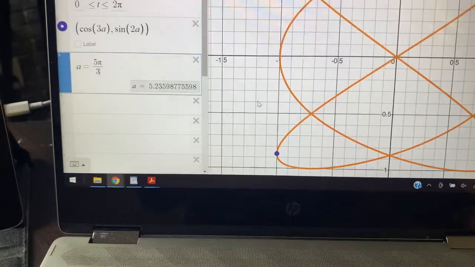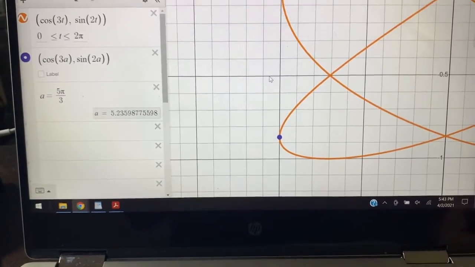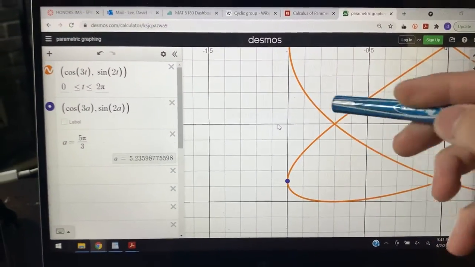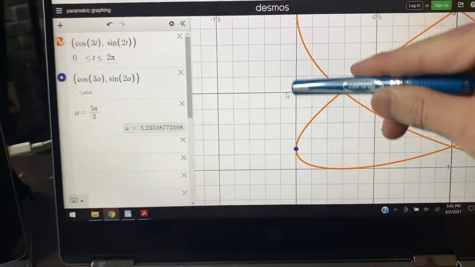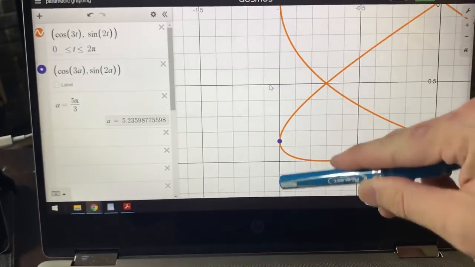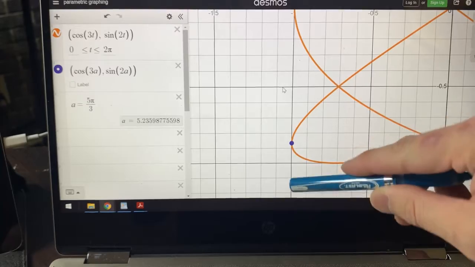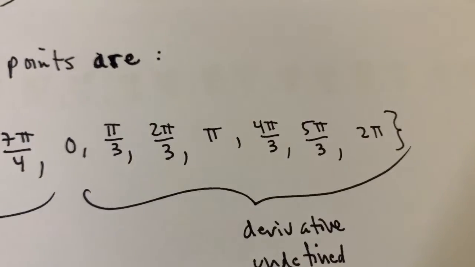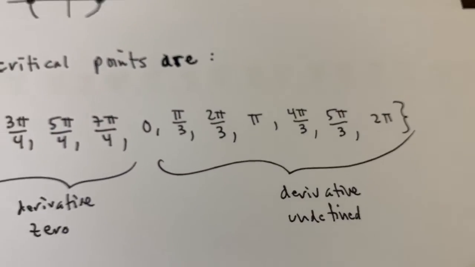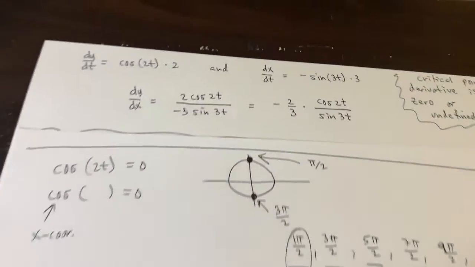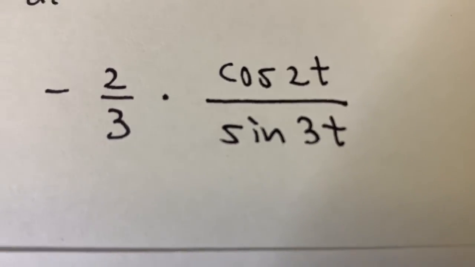Now you have this point down here, where if you draw the tangent line, it's gonna be perfectly vertical up and down, because a vertical line has a slope that is undefined, as it should be, because that 5π/3 was an undefined value. 5π/3 made this denominator 0, and when the denominator is 0, your derivative is undefined.